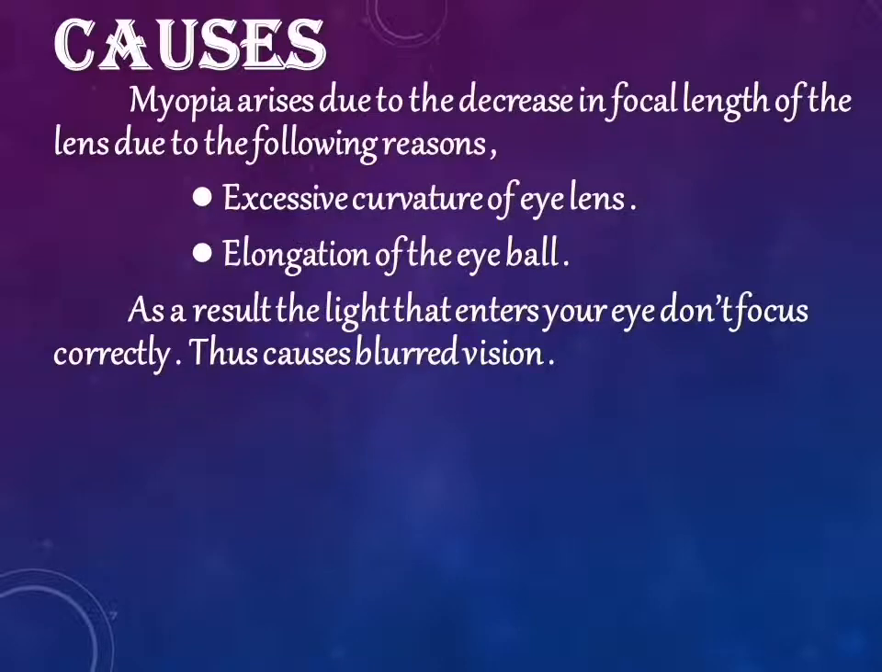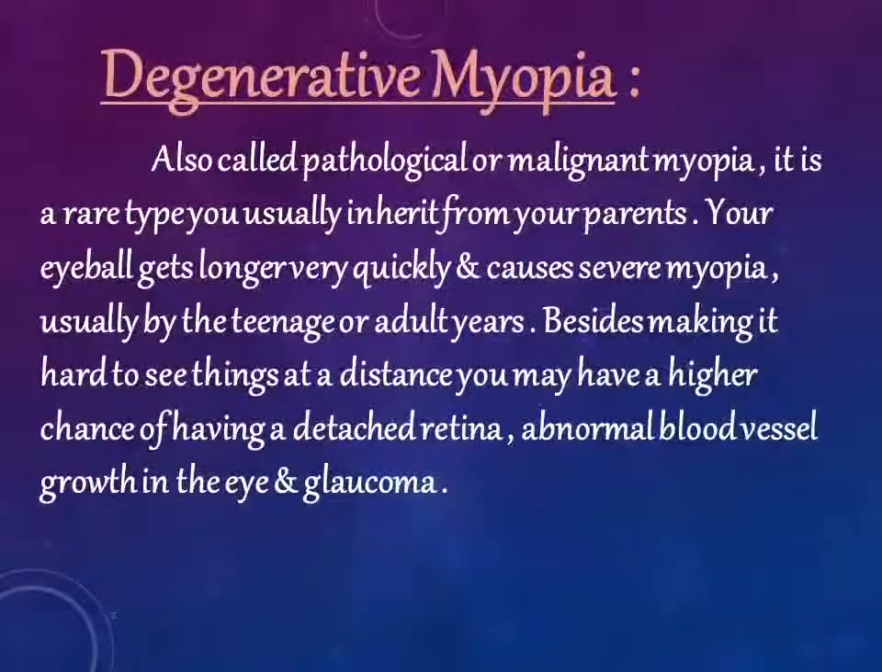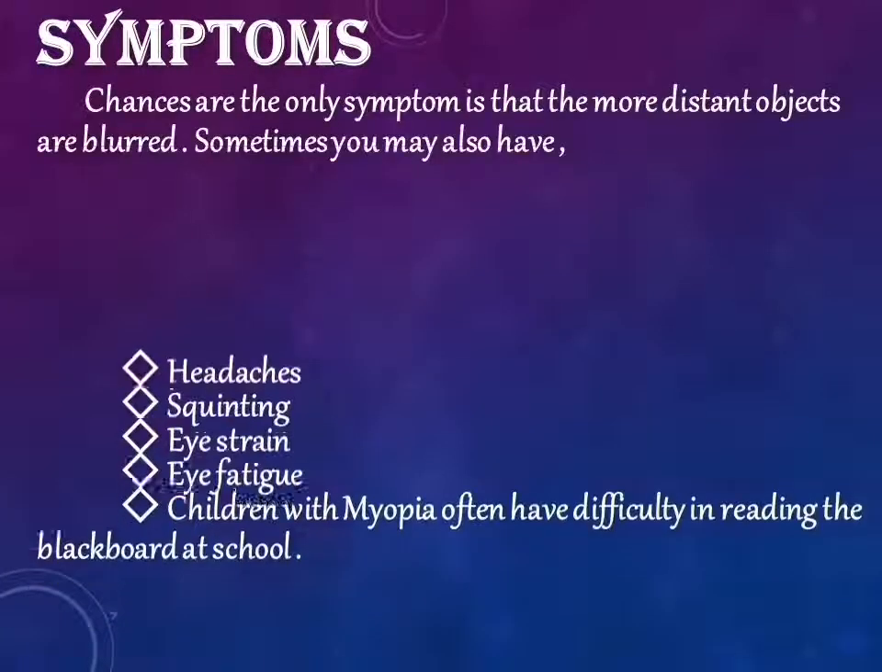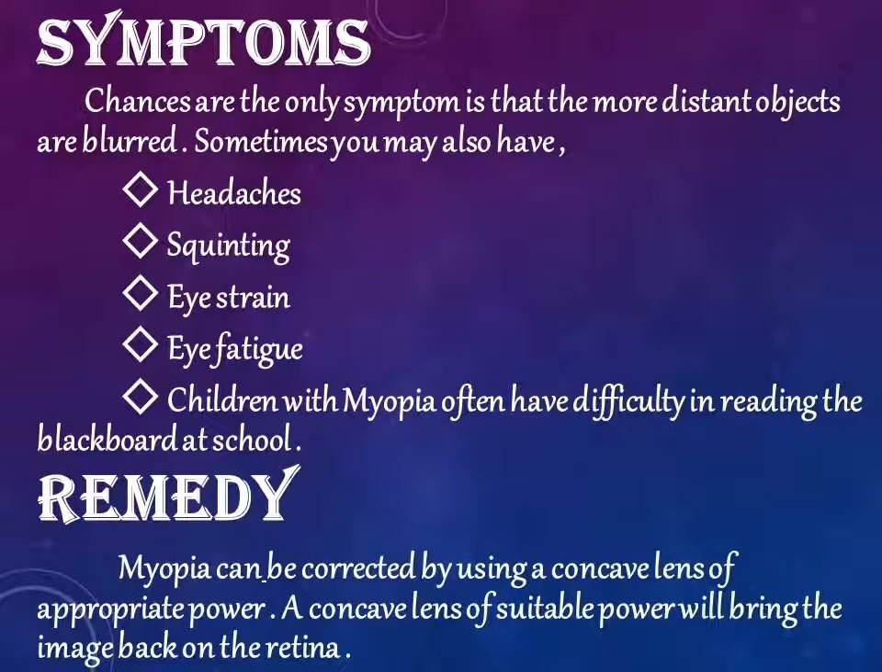Causes of myopia. Myopia arises due to the decrease in focal length of the lens due to the following reasons: excessive curvature of eye lens, elongation of the eyeball. Symptoms: headaches, squinting, eye strain, eye fatigue. Children with myopia often have difficulty in reading the blackboard at school.